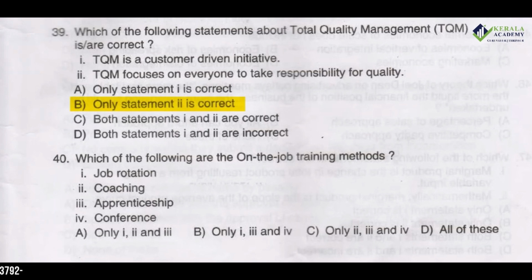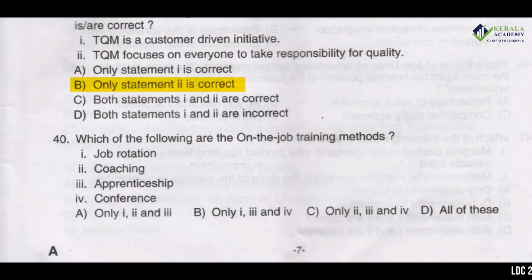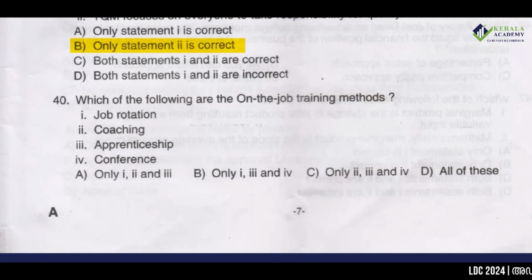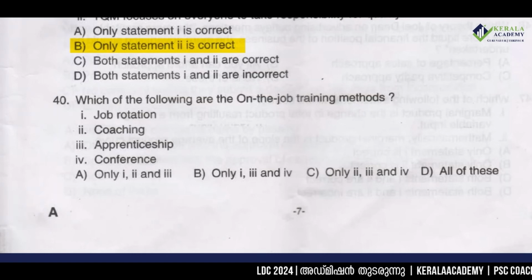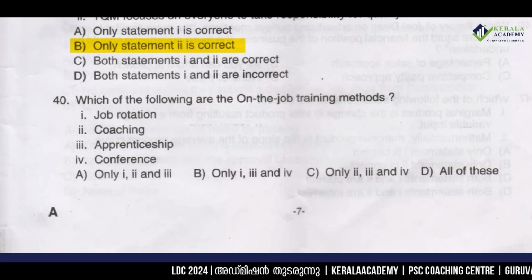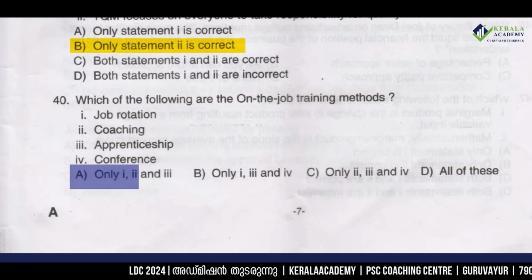Which of the following are the on-the-job training methods? 1. Job rotation, 2. coaching, 3. apprenticeship, 4. conference. Option A, only 1, 2 and 3. Option B, only 1, 3 and 4. Option C, only 2, 3 and 4. Option D, all of this. Correct answer option A, only 1, 2 and 3.